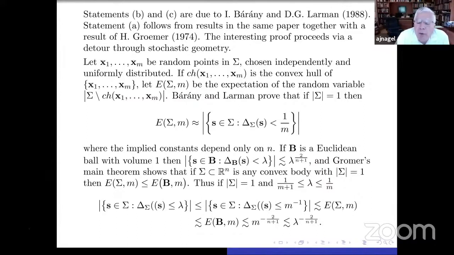And Gromer's theorem shows that if you take any convex body, then the expectation for that convex body is bounded by the expectation for the ball. And putting these two results together, we get the estimate that we're interested in. So I found this a rather interesting way of proving this sublevel set estimate.